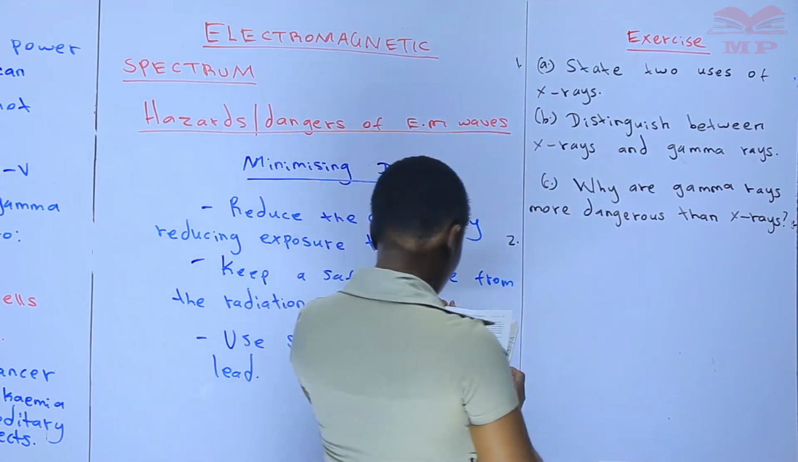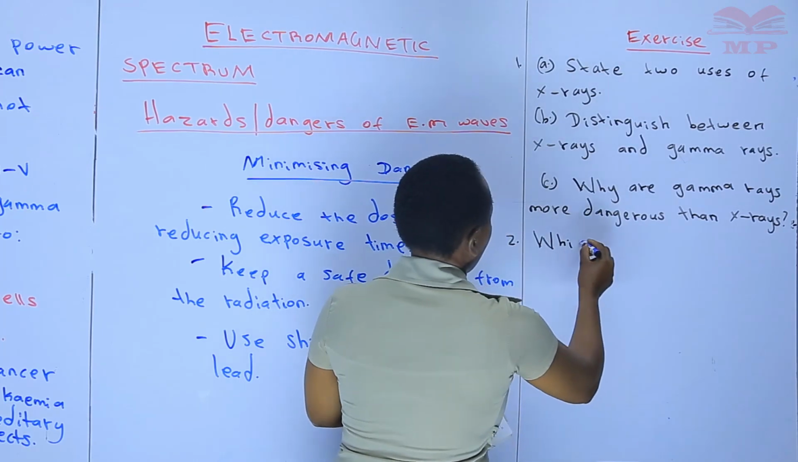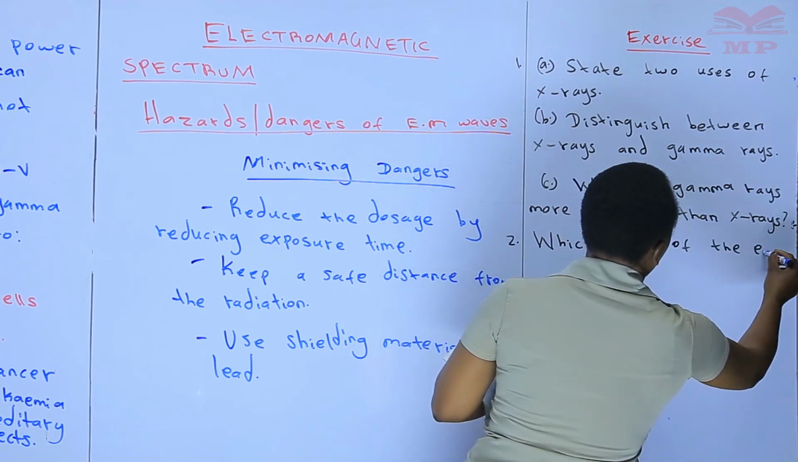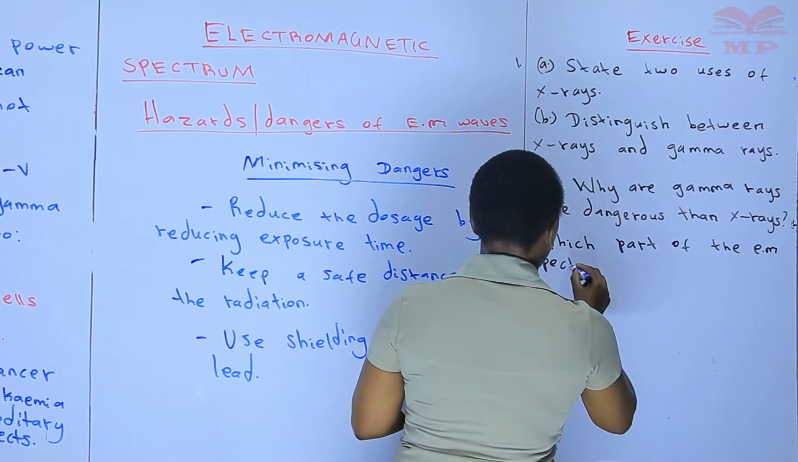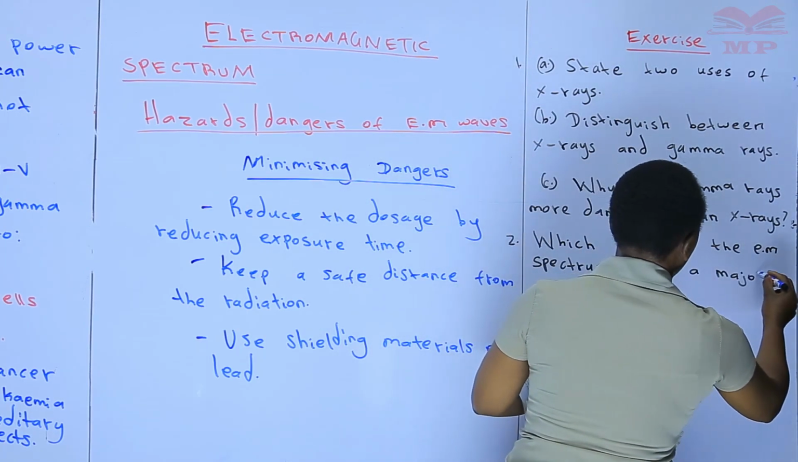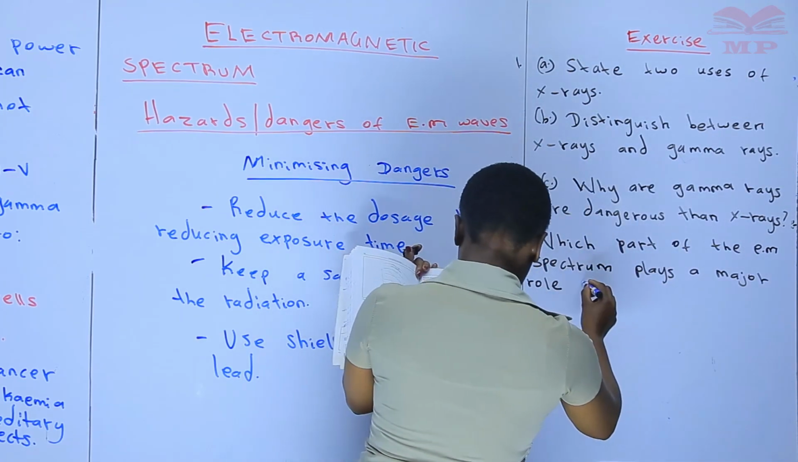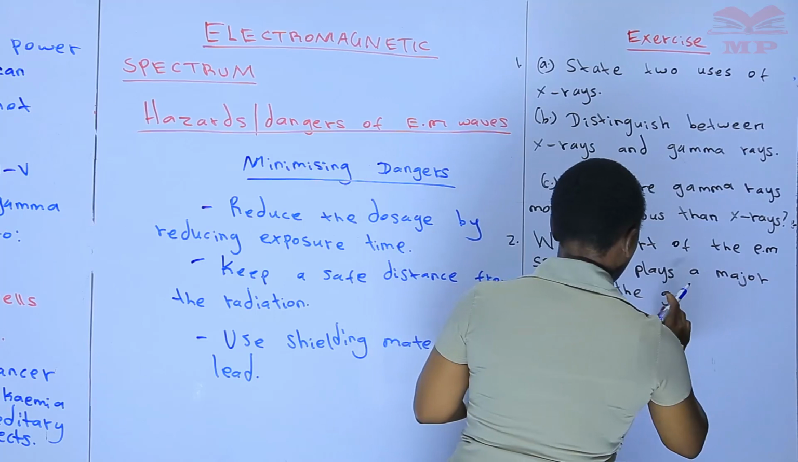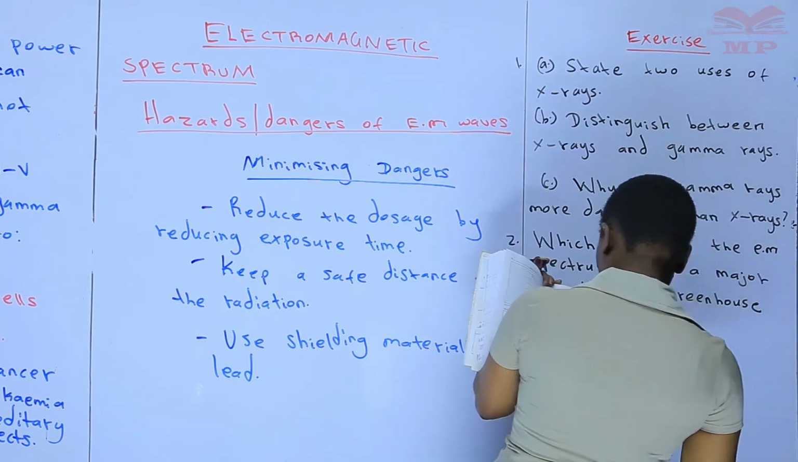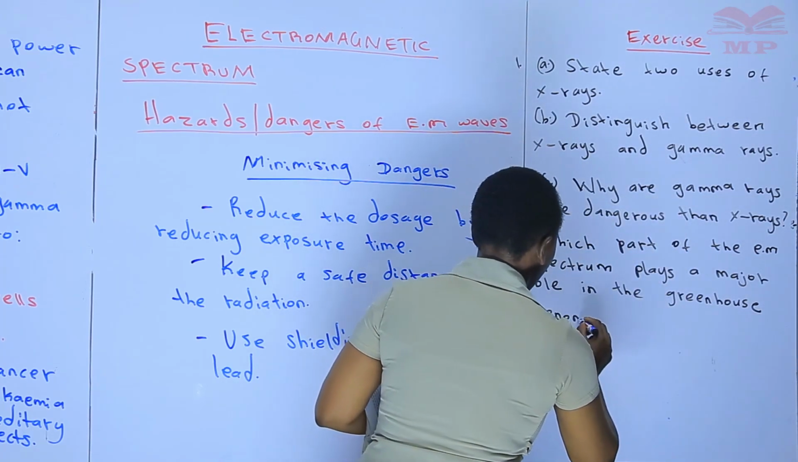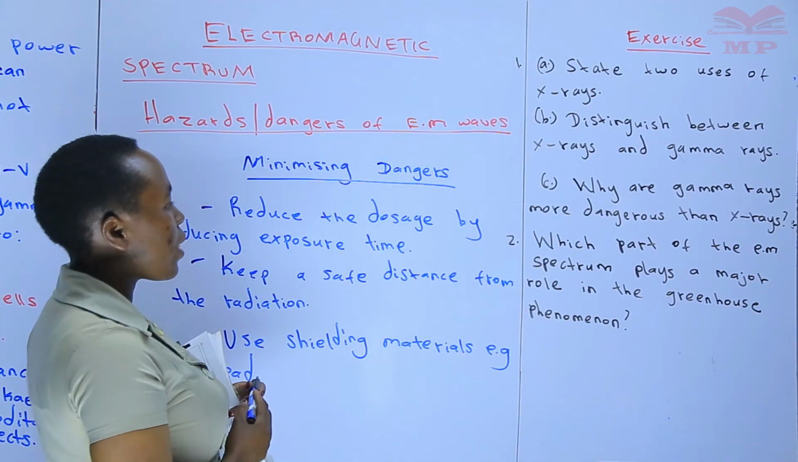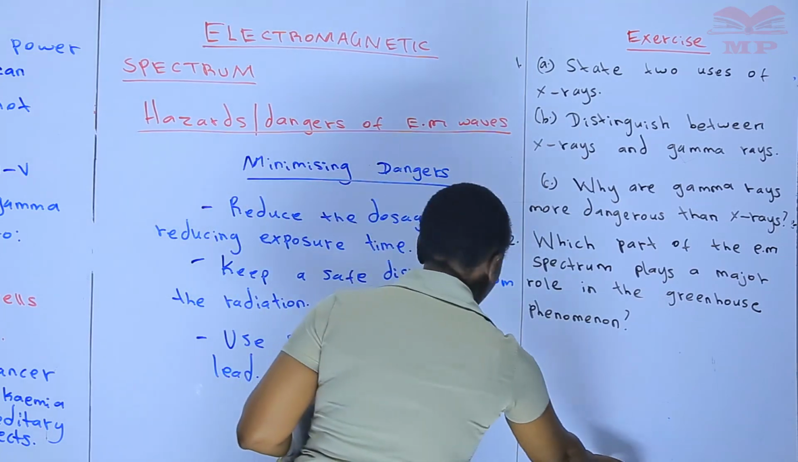Question number 2. Which part of the electromagnetic spectrum plays a major role in the greenhouse phenomenon?